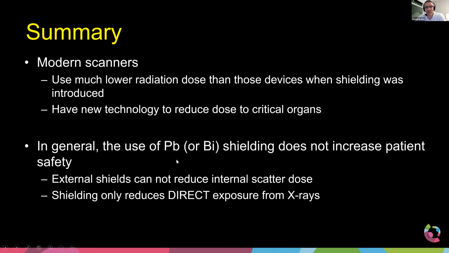And once again, these types of shields that we place exterior to our body only prevent radiation when the radiation directly strikes those shields. These shields do nothing to reduce internal dose to the organs from scatter.